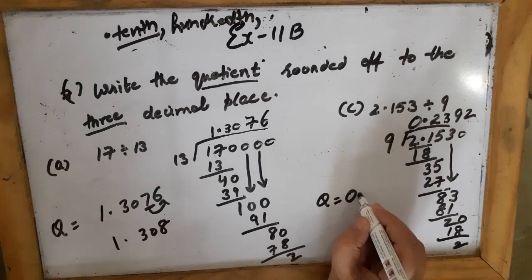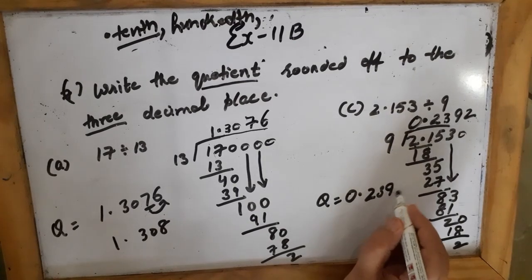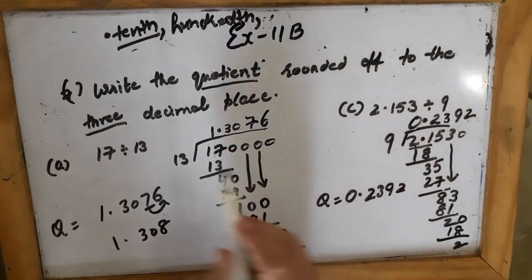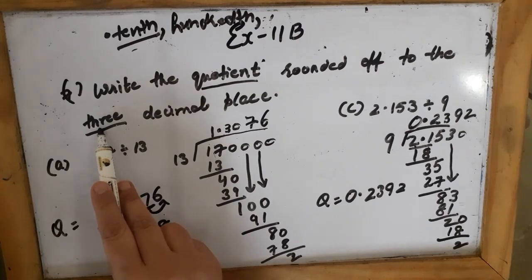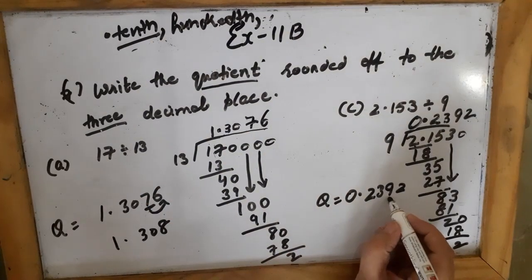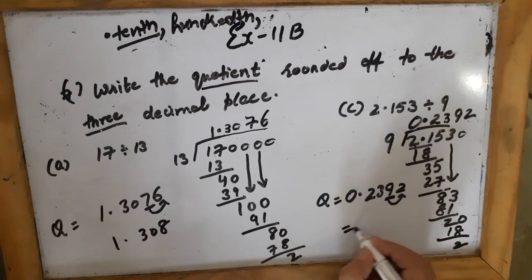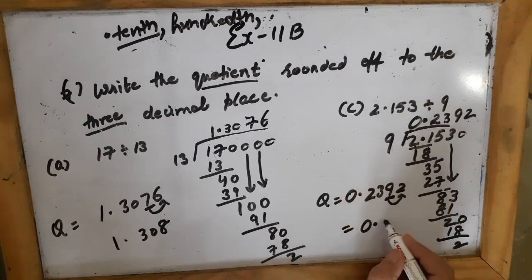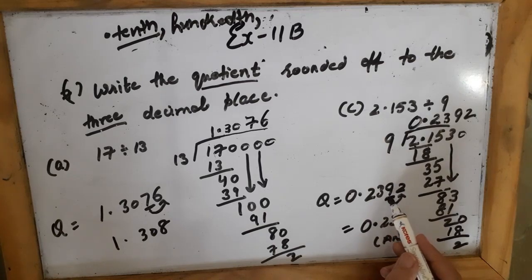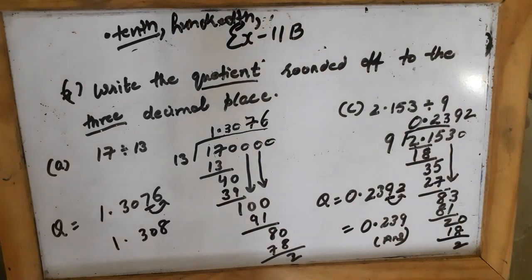So what is the quotient? 0.2392. Now I have to round off to 3 decimal places. So this is the third decimal place. Look to the right of this third decimal place, which is 2, less than 5. So it means 9 will remain the same. So what will be the answer? It will be 0.239. So I have rounded off this number to 3 decimal places.